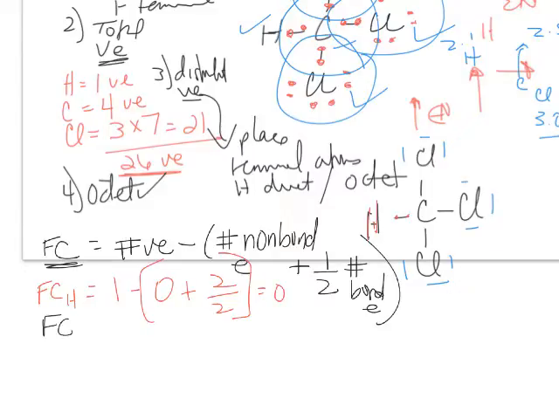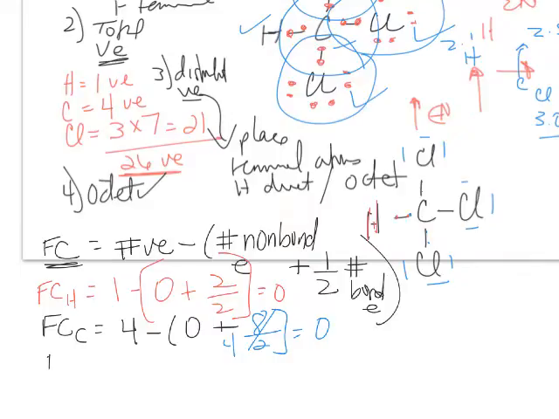Formal charge for carbon would be its total valence electrons, which is 4, minus, it has no non-bonding electrons, plus it has how many bonding electrons? 1, 2, 3, 4, 5, 6, 7, 8. So 8 divided by 2, and this works out to be 4, so 4 minus 4 is 0.